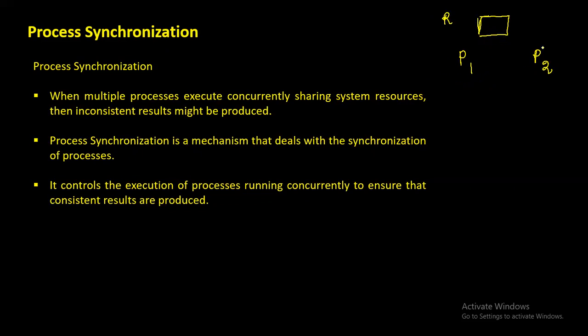Now P1 and P2 try to execute concurrently. So this resource is a shared resource among these two processes. For that reason, there will be a conflicting situation. To resolve this conflicting situation, we can adopt the process synchronization mechanism.